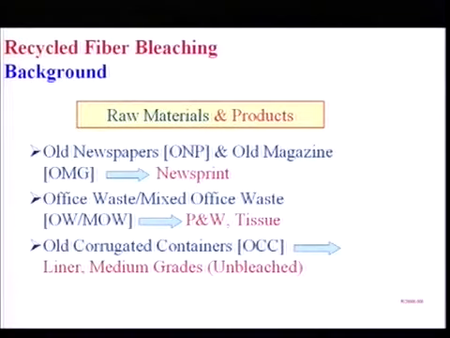The third type of recycling industry is to make liner board. You recycle pizza boxes to make box board again. And medium and liner grades are made out of old corrugated containers. So we know there are three products: newsprint, printing and writing, and liner boards and mediums. And three types of raw materials we recycle: news and magazine to make newsprint, mixed office waste to make tissue and printing and writing grades, and also OCC to make liner boards.